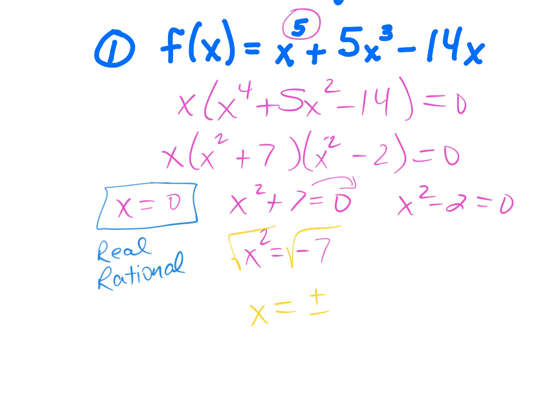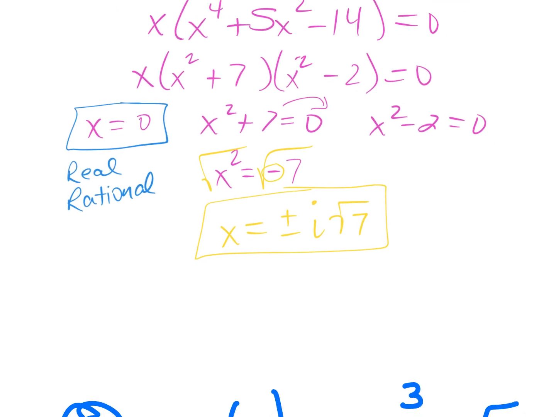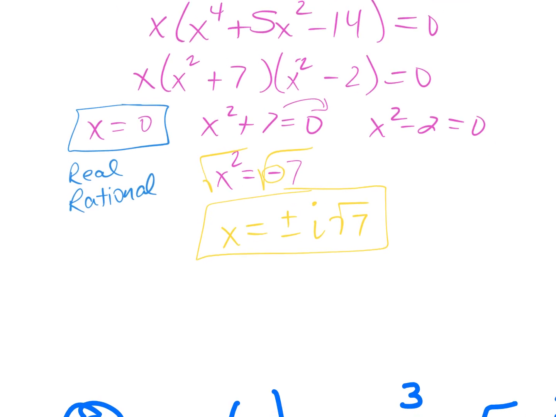Now think about this. Do you know the square root of 7? No. Can you break it down? No. So this square root of 7 stays inside. But what comes out? Y and I. Because that is negative. Good. So I have two solutions here. What kind of solutions are those? Imaginary. These are imaginary. Good.